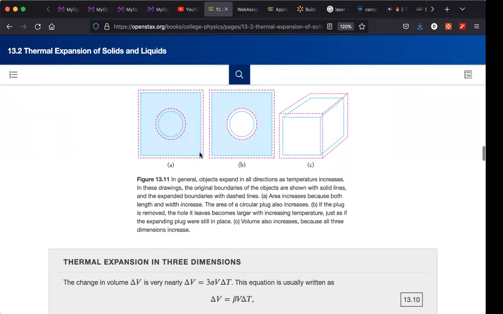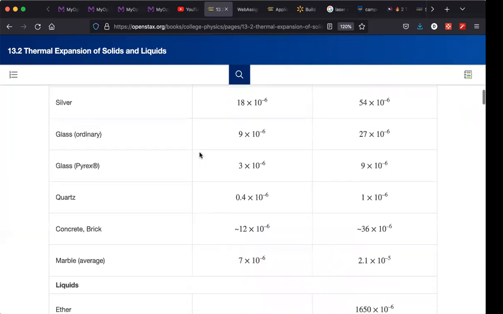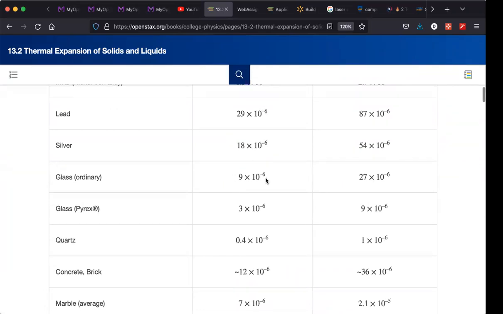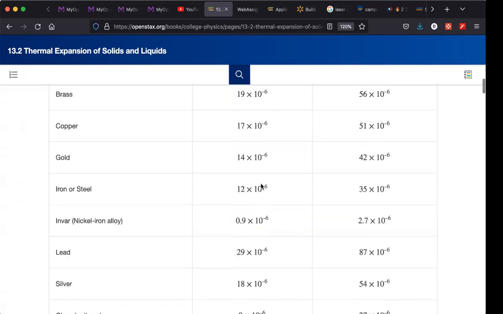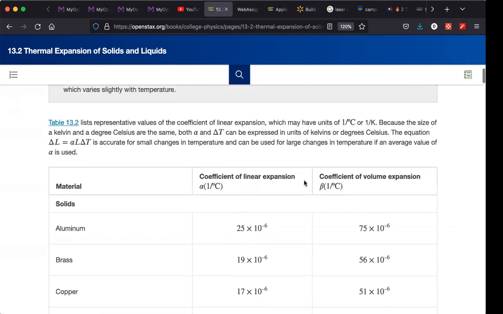For 2-dimensional expansion, the coefficient of expansion is usually just twice the linear coefficient of expansion. So you just go back to this chart and say, oh, the coefficient of expansion for glass is 9 times 10 to the minus 6. So in 2 dimensions, it'll just be 2 times that. In 3 dimensions, usually it's 3 times the linear dimension, but not always. It's not exactly that all the time. So an example of that would be right here, iron and steel. The 3-dimensional expansion is actually a little bit less than 3 times the linear expansion. And so they give you the coefficient of volume expansion here.